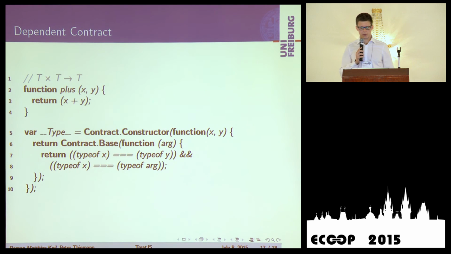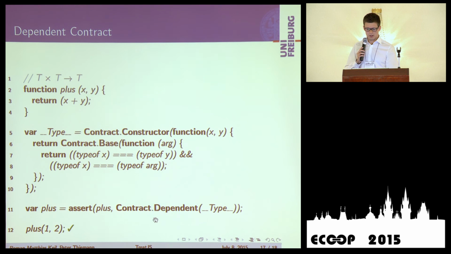Another use of constructors are dependent contracts. A dependent contract is a function contract where the range of a function depends on the function input. The contract for the range of a function can be constructed by a constructor call that is invoked with the function input. And exactly in this way, TreatJS builds dependent contracts. So here in this example, we build a constructor over two arguments, x and y, and return a base contract that checks if all arguments and the return have the same type.